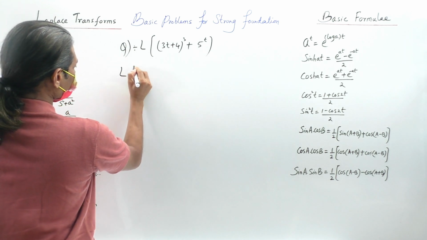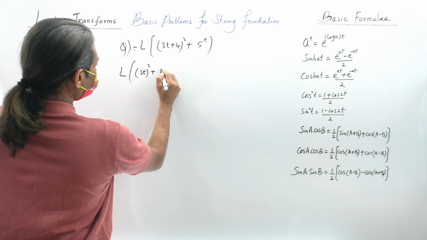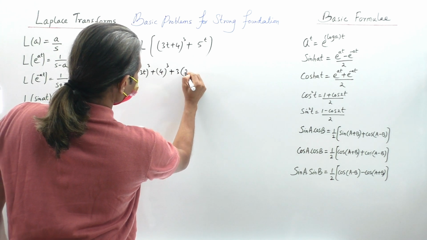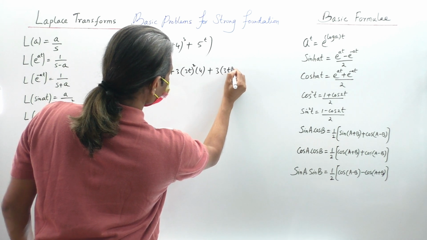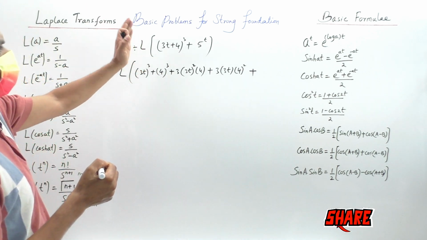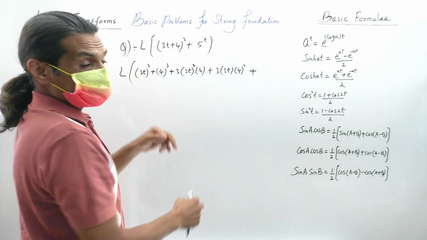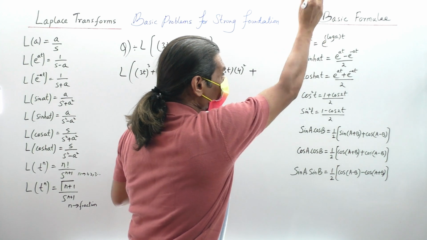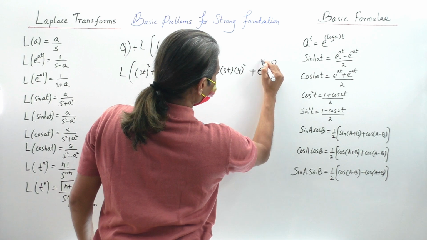Okay, now let's expand it. So we have Laplace of, say a is 3t, b is 4. So (a plus b) the whole cube: 3t cube plus b cube is 4 cube, plus 3a square b, that is 3t square into 4, plus 3ab square, that is 3t into 4 square, plus 5 raised to t. So it's not standard. How do you write it? We already discussed it. A raised to t is always written as e raised to log of a into t. So 5 raised to t is e raised to log of 5 into t.